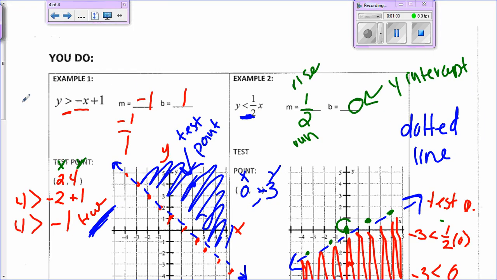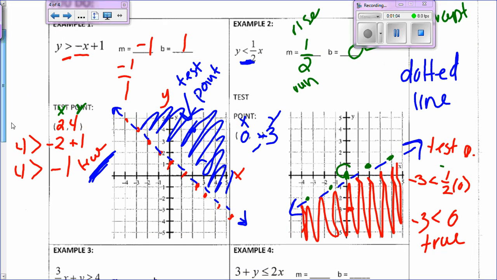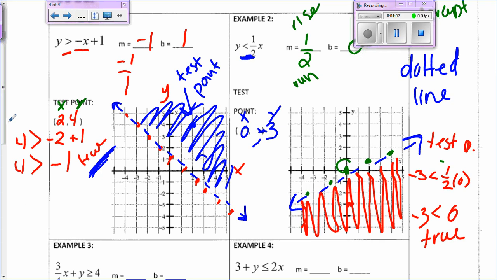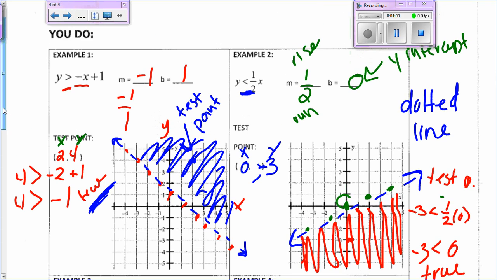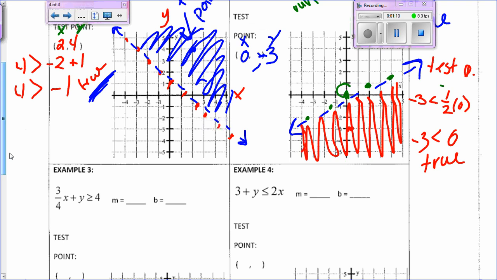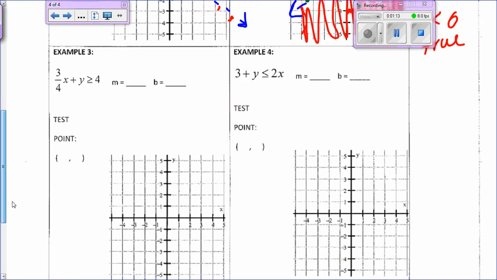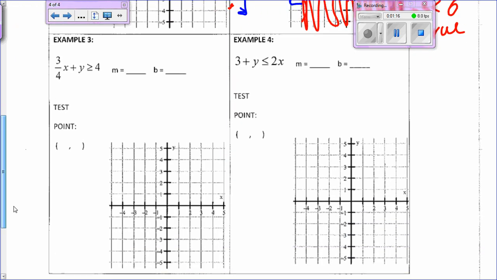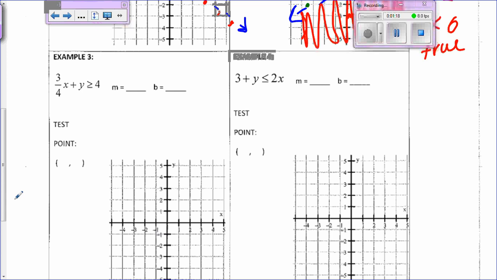Okay, here we are. Most of this right here, we already filled out. We already did example 1 and example 2. We did not get to complete example 3 and example 4, and that is what we're going to focus on right now, okay? So the very first thing that we're doing is we're solving inequalities.